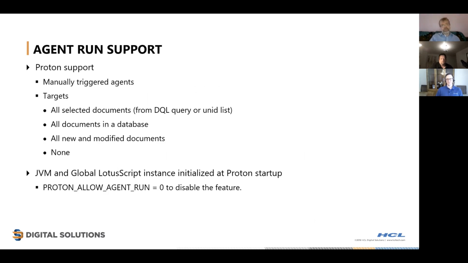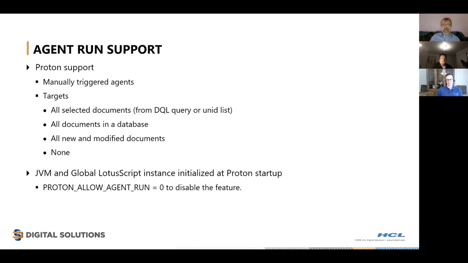So on the server side, the Proton support for agents has a couple of things. Right now, it supports manually triggered agents only. I know there's a bunch of different ways to trigger agents, but Proton right now supports just manually triggered agents. The various targets are, as I mentioned, all selected documents, where the selection comes from a DQL query or UNID list. The mapping that's done between the DQL query or the UNID list maps to the all selected documents target.